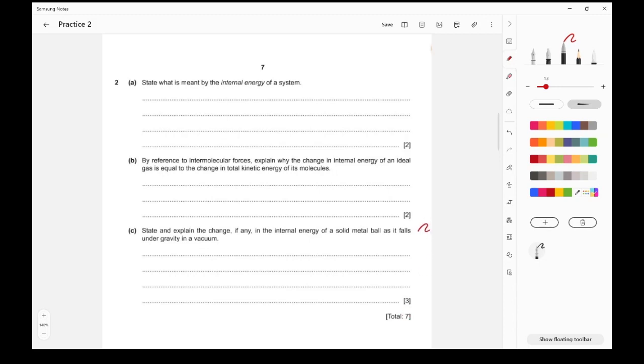Listen, this is going to be part two of that practice session for A2 physics 9702 P4. Okay, so we are going to be dealing with questions that are related to heat capacity.